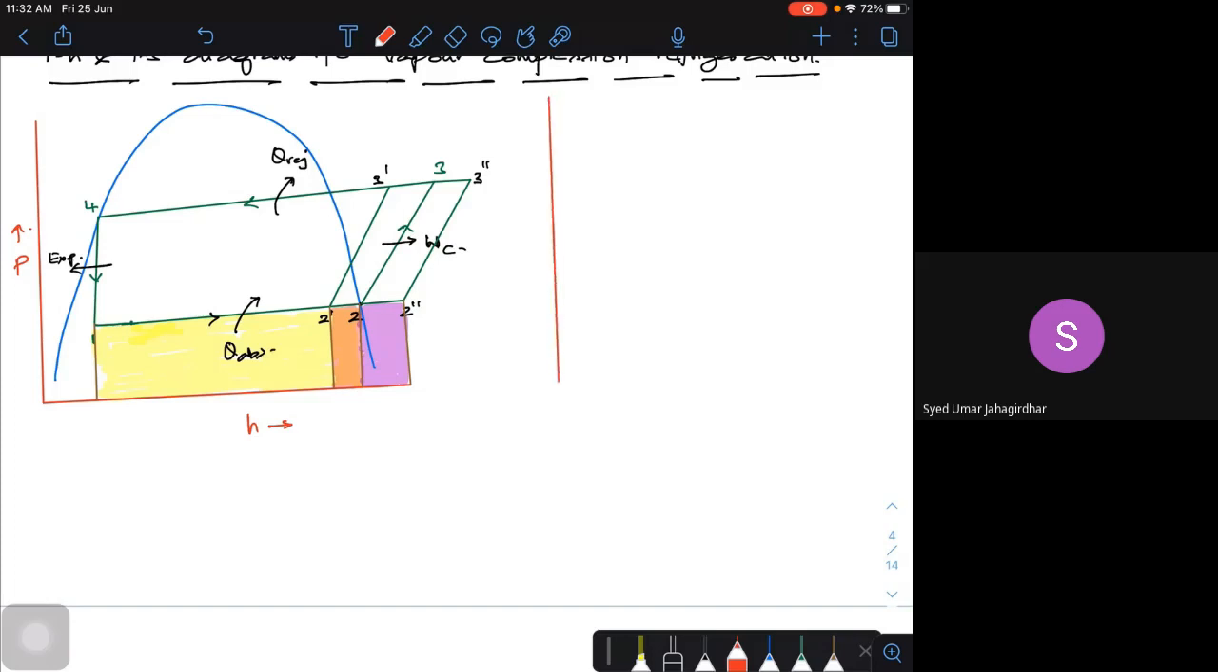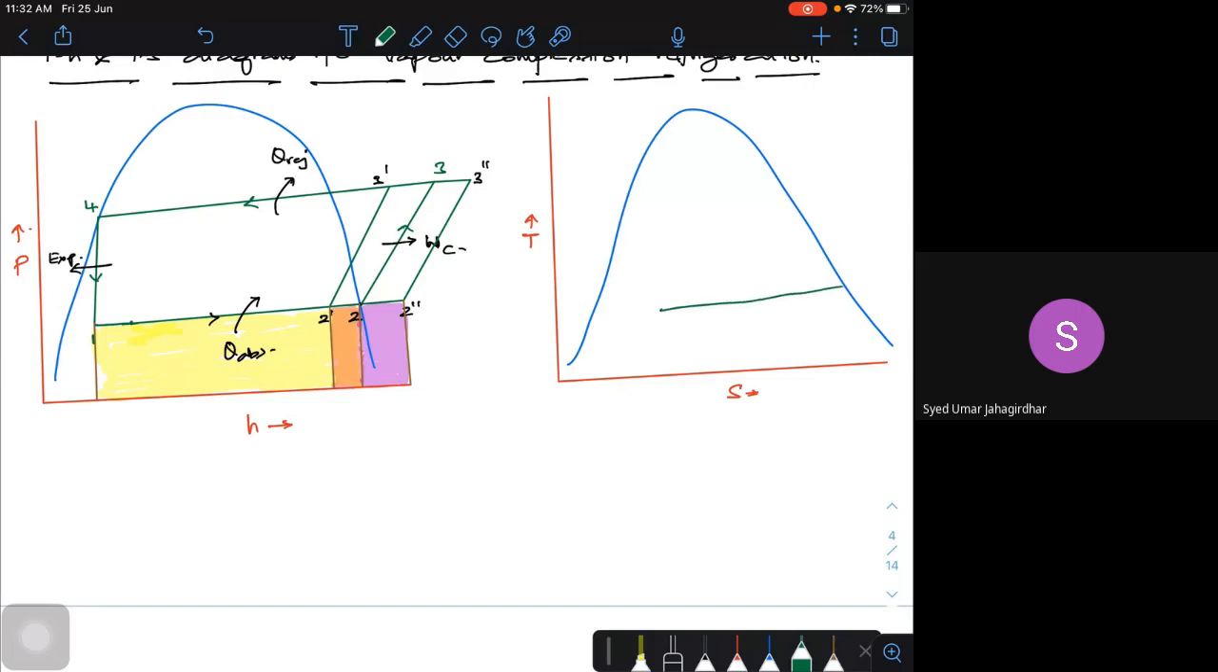Temperature, entropy diagram. This is my temperature, entropy axes, and I'm going to put the dome very similar to what we put for your pH chart. I'm going to put a dome. This will indicate that it is a pure substance. Now here also, I need to see the process 2 to 3. It is isentropic. I'm going to start from some point 1. See, point 1 is somewhere here. So I'm going to represent the same thing on your TS diagram.